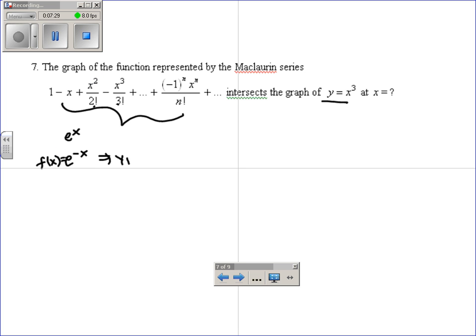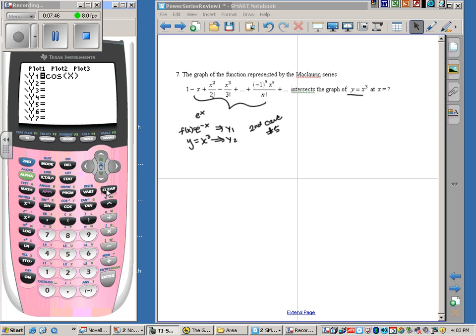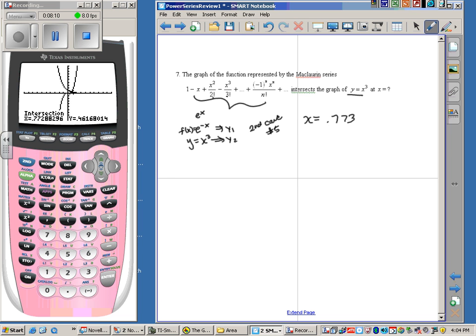So set this in y1, and then put y equals x cubed into y2, and then do second calc, number 5. And so if you do that, you should get the right answer. So y equals, clear, e to the negative x, and then x cubed, zoom 6, zoom standard, you can use zoom 6 or zoom 4, whichever one you want. Second, trace, number 5, enter, enter, enter. And so this happens at x equals 0.773, 3 decimal places always.